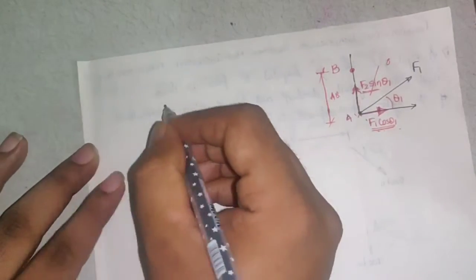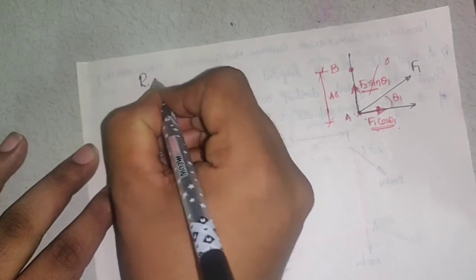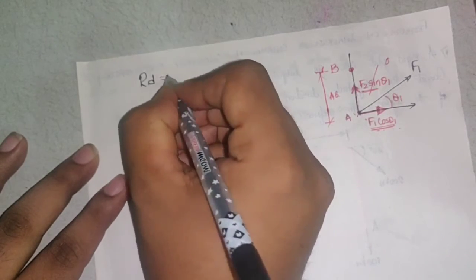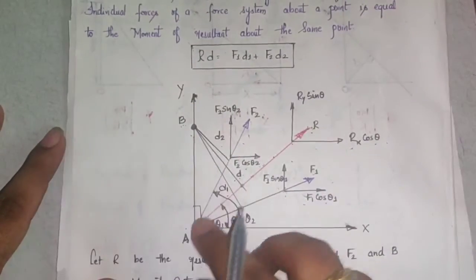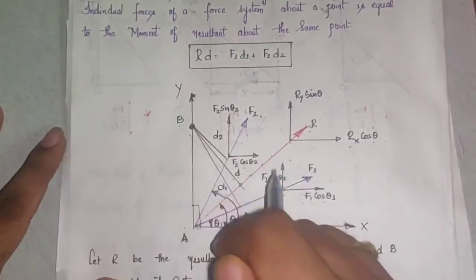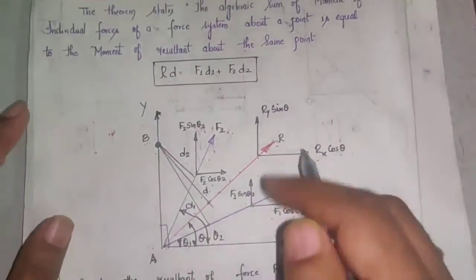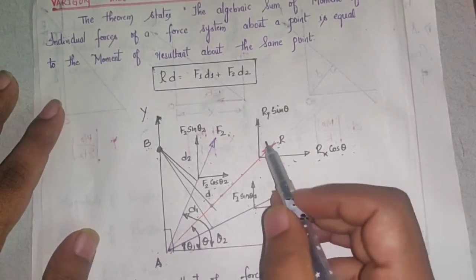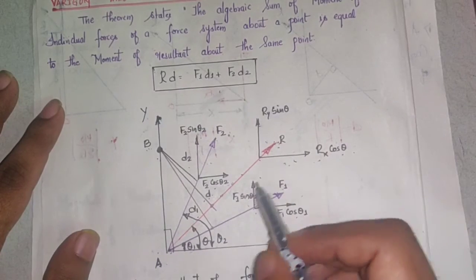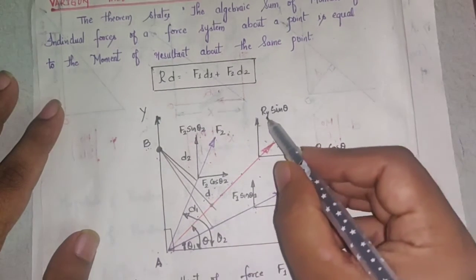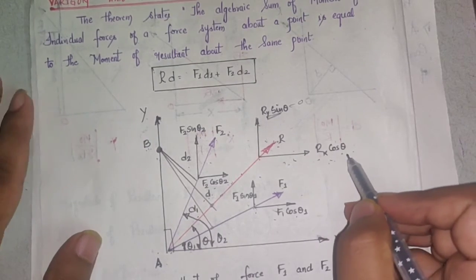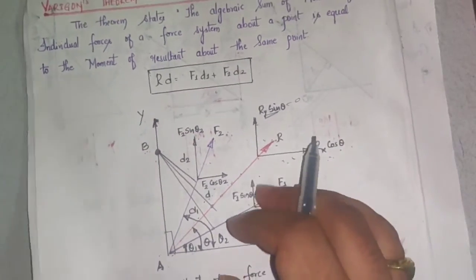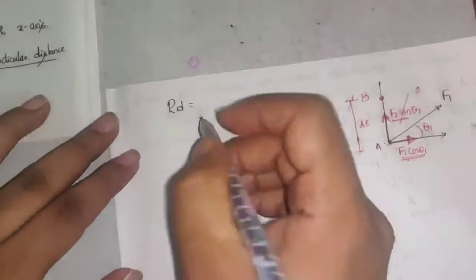So the moment caused by the resultant is what? R into D. I'll show here: the moment caused by the resultant, this red line, about B is force into perpendicular distance D. So R into D. Where should I place these two forces? I should place these two forces at point A such that this force will be equal to 0, and this force is Rx, or R cos theta, into the perpendicular distance AB. So R into D is a moment.